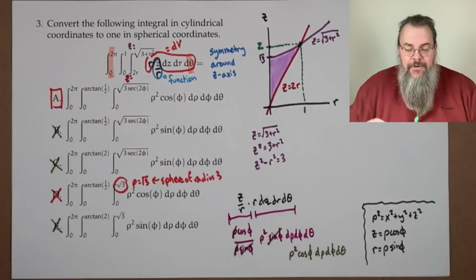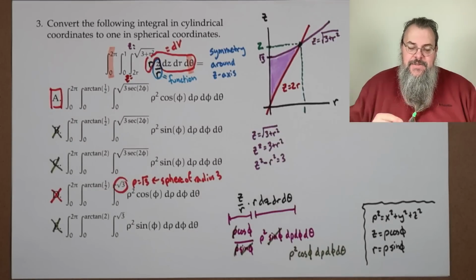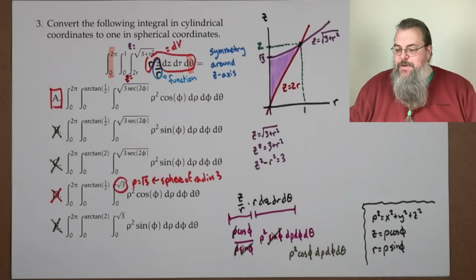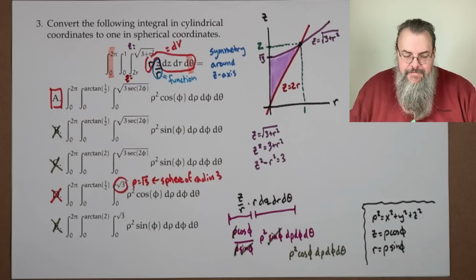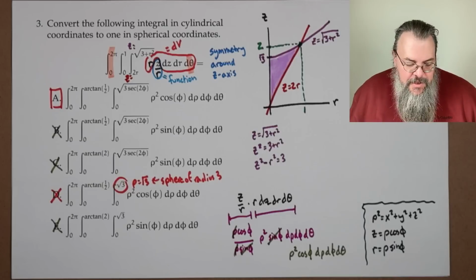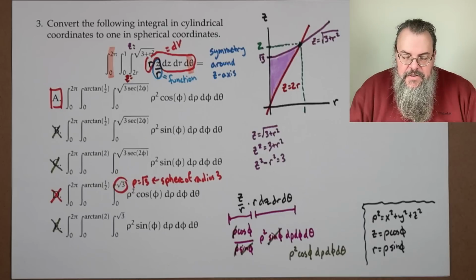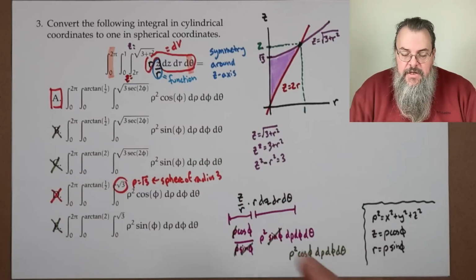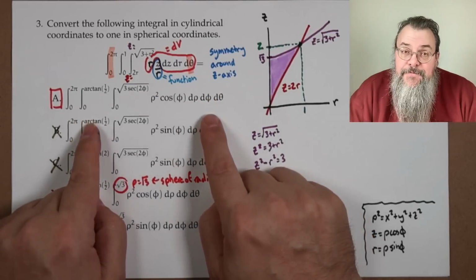Okay, so it's not going up to a sphere of radius root 3, which means our answer is A. However, that's still somewhat unsatisfying. I really want to understand where these are coming from. So we're going to push on. All right, so what comes next? Let's talk about our bounds. We know our theta bounds, same as before. So let's go to our phi bounds.